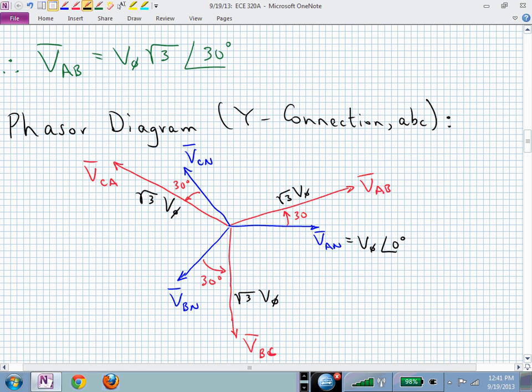Questions on this diagram? Meaning, if somebody gives you a line voltage, you can compute the phase voltage if that would help you with your calculations. Or vice versa. If somebody gives you a phase voltage and you really need to know the line voltage, you can find that from knowledge of this relationship between phase voltage and line voltage in the ABC or positive phase sequence configuration.